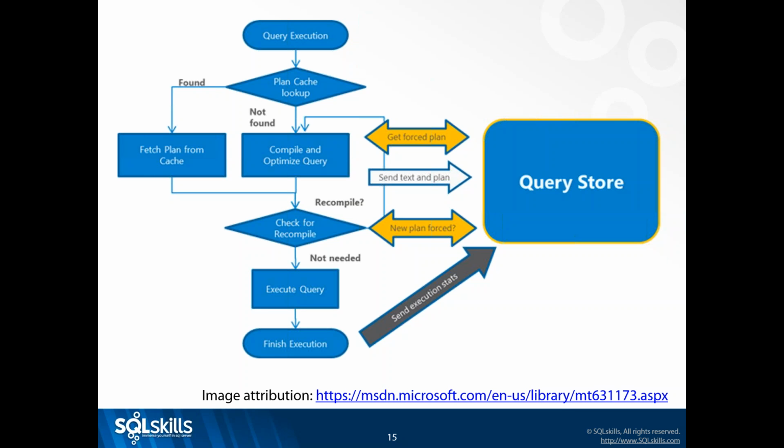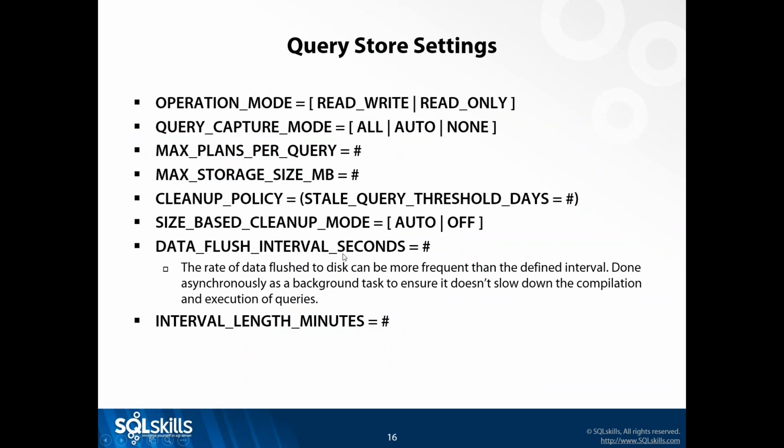Think of how often your queries are executing, right? How many batch requests per second do you have? If SQL Server was trying to flush those execution stats out to disk for every single query execution, the system would be overloaded. So it's optimized to store that information in memory before it gets pushed out to disk. So the data flush interval seconds determines how often is it going to push that out to disk. And it's done asynchronously, right, so that it doesn't slow down performance in general. And you can change that.